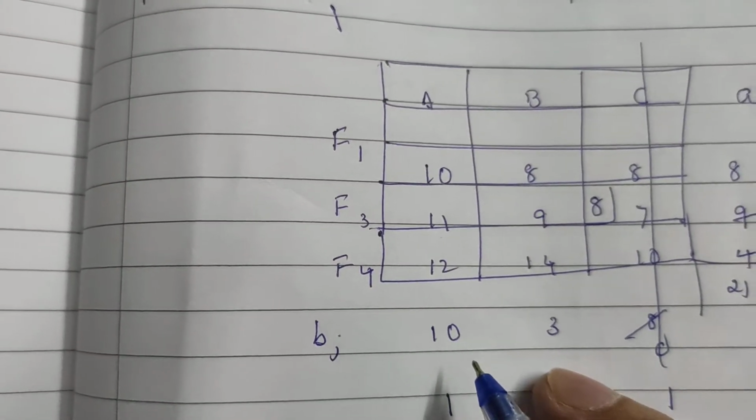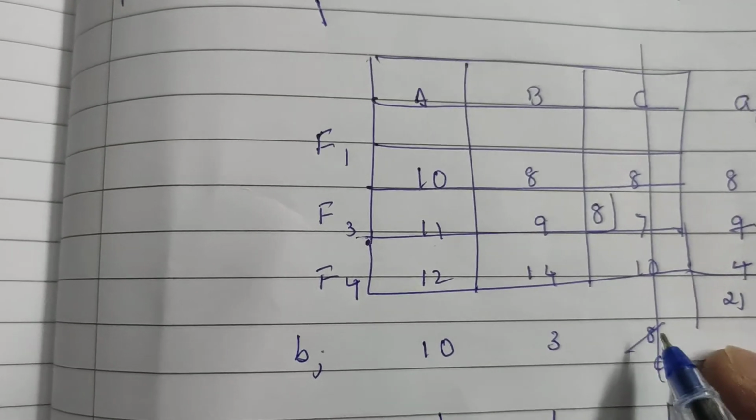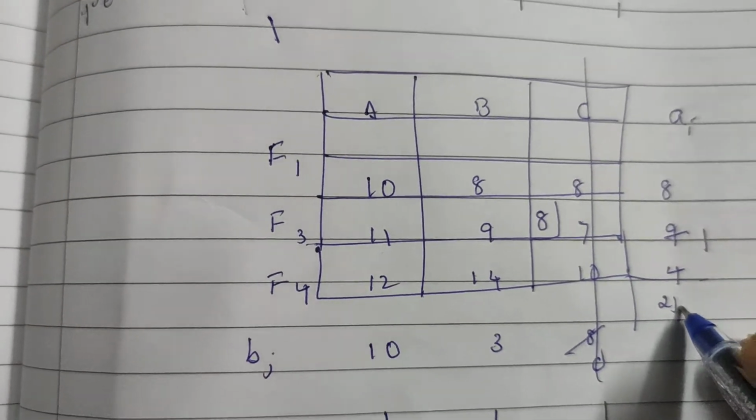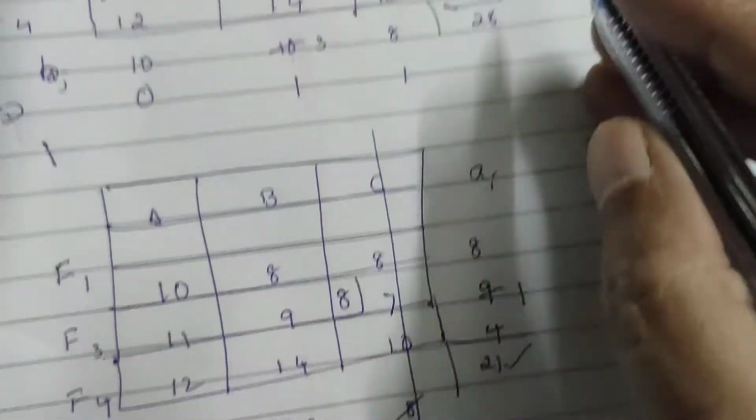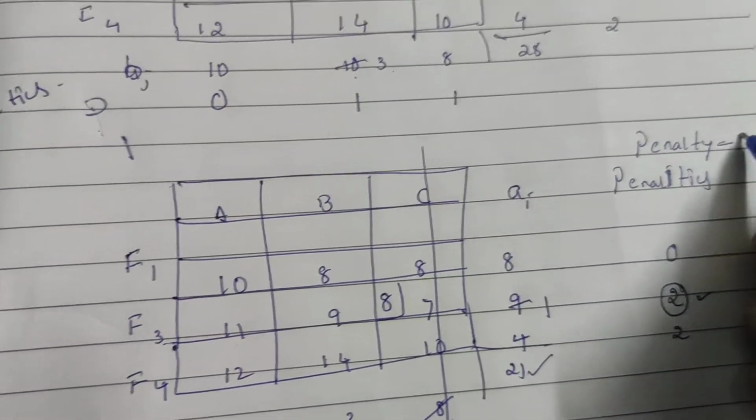Same for the column-wise: 10 plus 3 is 13, and 13 plus 8 is equal to 21. So it is a balanced transportation problem. Next we go for penalty number 2. Let's go for penalty number 2.